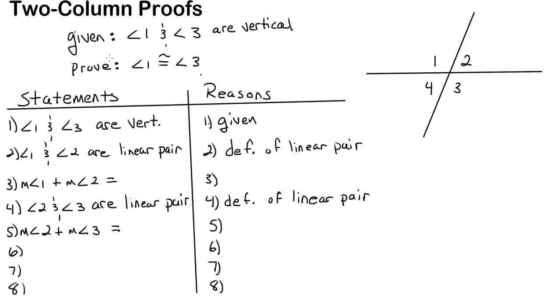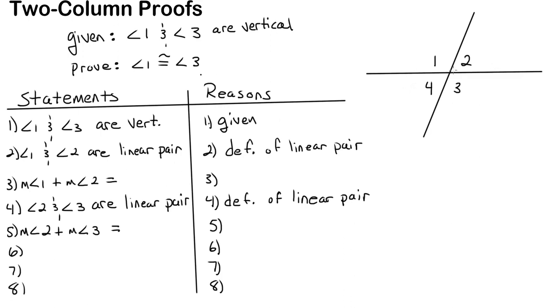So it says given that angle 1 and angle 3 are vertical. When something is given, they're giving you that information to start off with. Prove that angle 1 and angle 3 are also congruent to each other. So here we go. Statement number 1, angle 1 and angle 3 are vertical. What is our reason? Why do we know that? Because it was given. They just told that to us right in the beginning. Statement number 2, angle 1 and angle 2 are a linear pair. So let's take a look here.